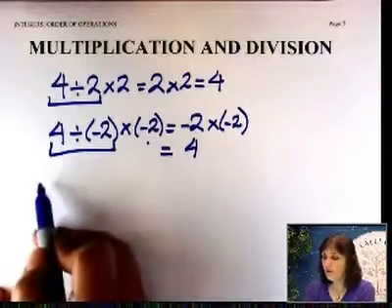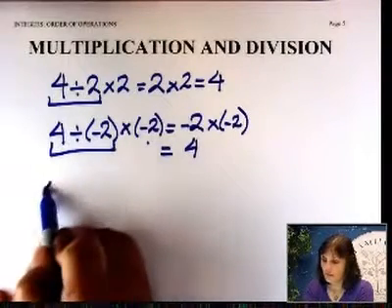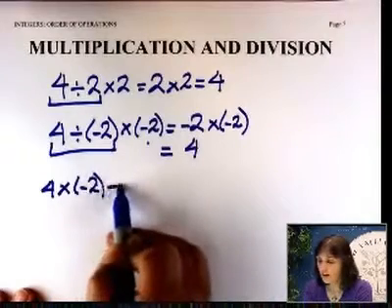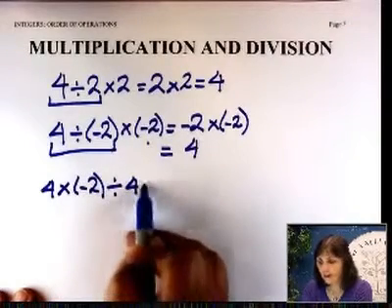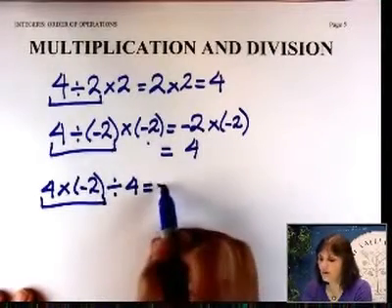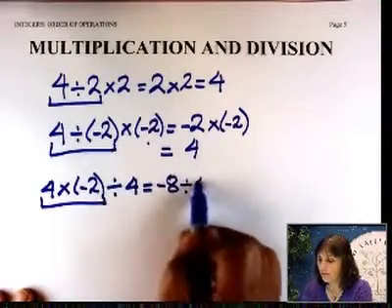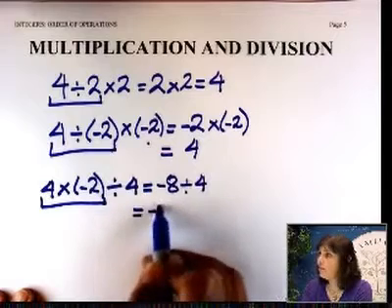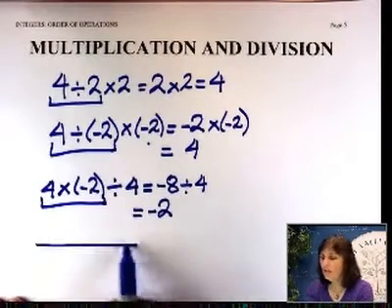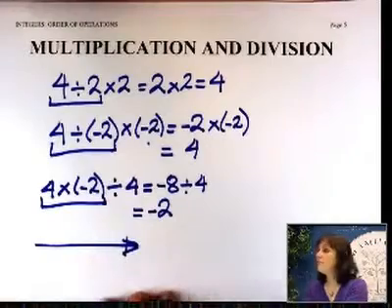How about if I do multiplication first? 4 times negative 2 divided by 4. Okay, you do multiplication first. 4 times negative 2, that's negative 8. Divided by 4, that's negative 2. All right, so you do them from left to right as well when you see them together.